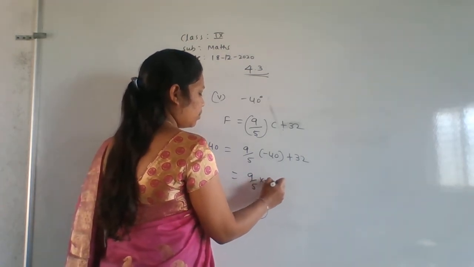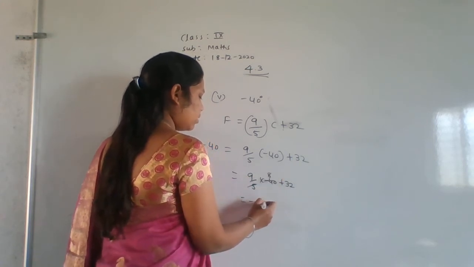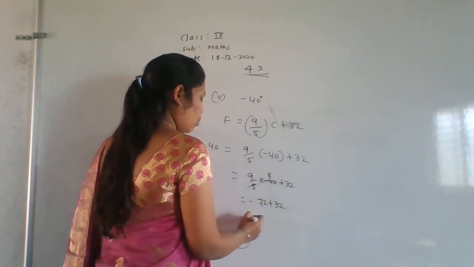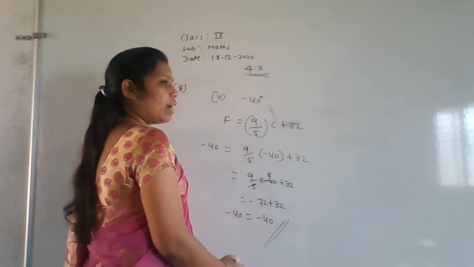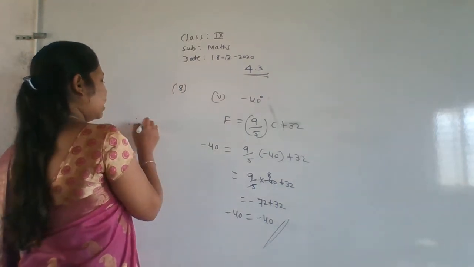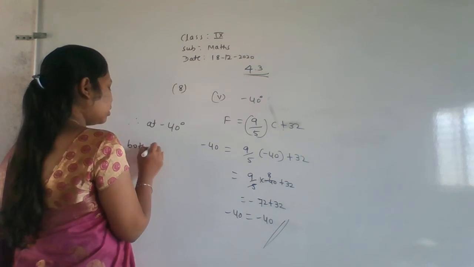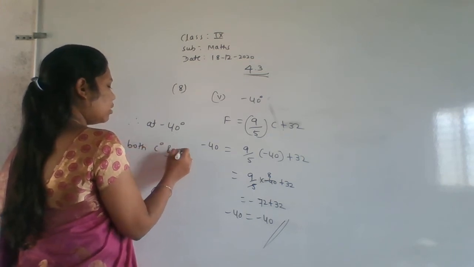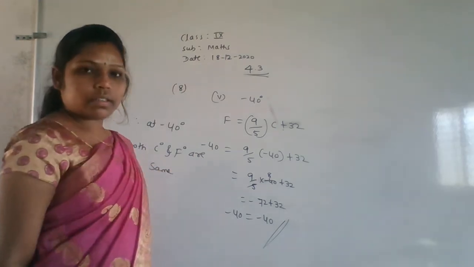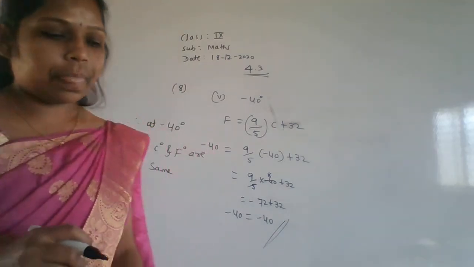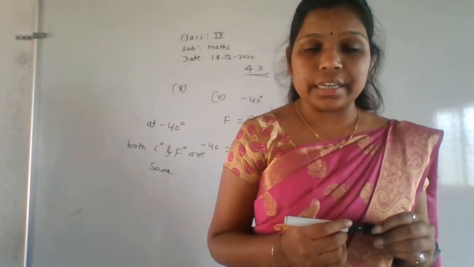9 by 5 into minus 40 plus 32, that is minus 72 plus 32. What is the answer? Minus 40, and here also minus 40. Both are equal, right? Therefore, at minus 40 degrees, both Celsius and Fahrenheit are the same. Next, we completed exercise number 4.3 now.